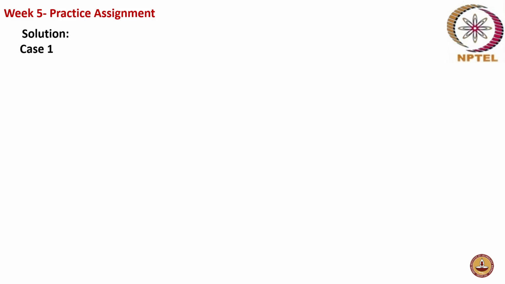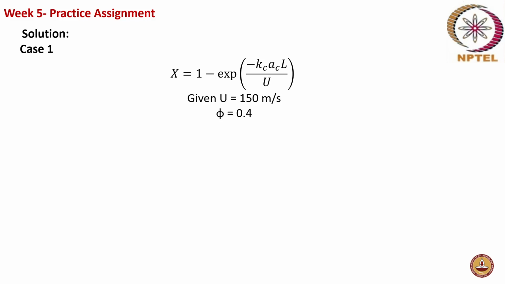Now case 1. So your conversion is given by X = 1 - exp(-kc Ac L / U), where kc is your mass transfer coefficient, Ac is surface area per unit volume of the bed, L is the length of the bed, and U is your superficial velocity. Now given U is equal to 150 meter per second, and the porosity is 0.4.